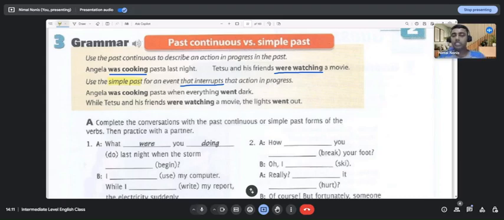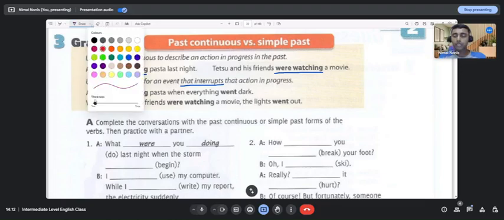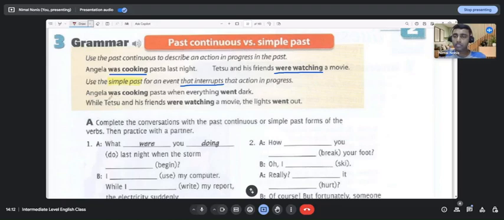So you can look at this example. Angela was cooking pasta. This sentence is written in the past continuous tense. Let's look at past continuous tense. Angela was cooking. So was cooking means this is in the past continuous tense. Angela was cooking pasta when everything went dark. Went means this is in the simple past tense.